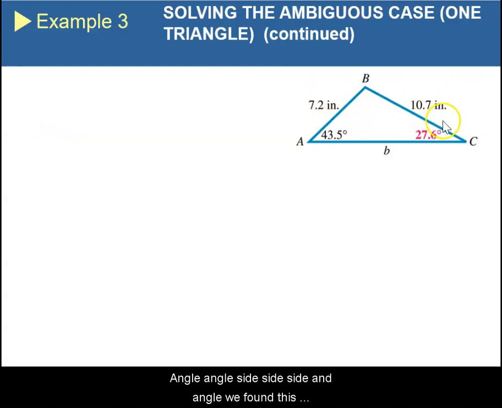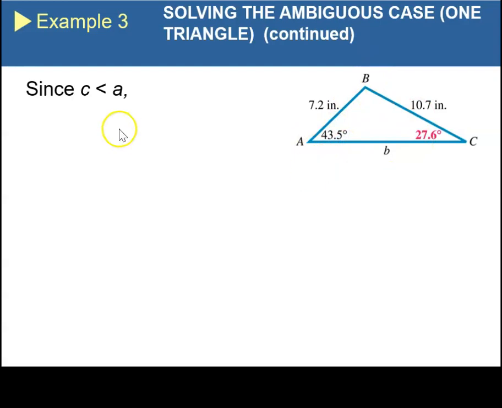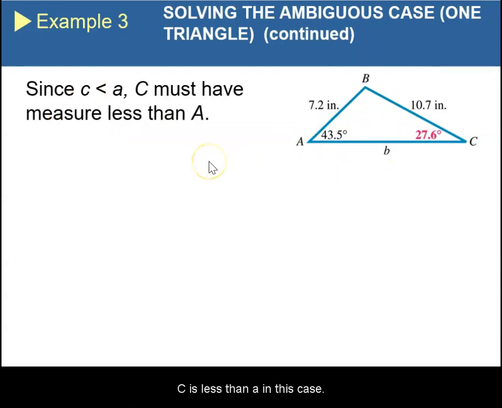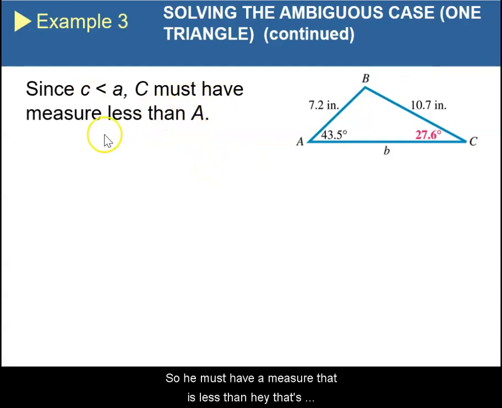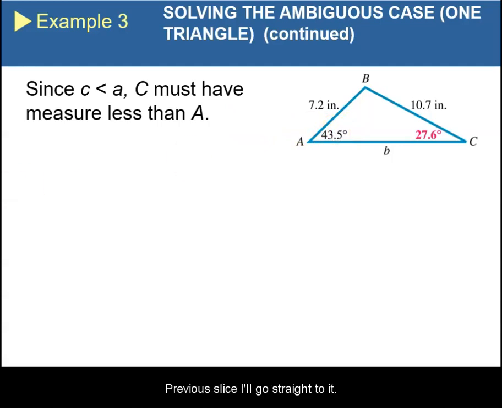Side, and angle. We found this other angle, so there's only one angle that's going to work here. So we find that 180 minus the sum of these two. Okay. C is less than A in this case. So C must have a measure that is less than A. And that's coming up from way up in the previous slide.